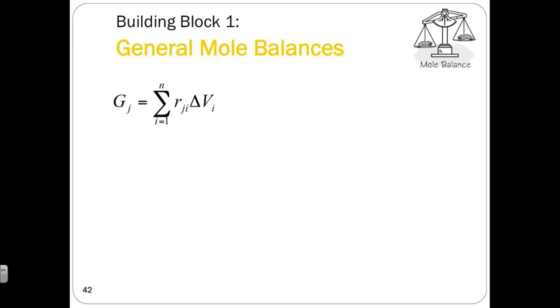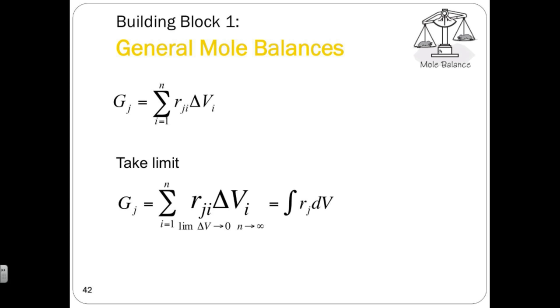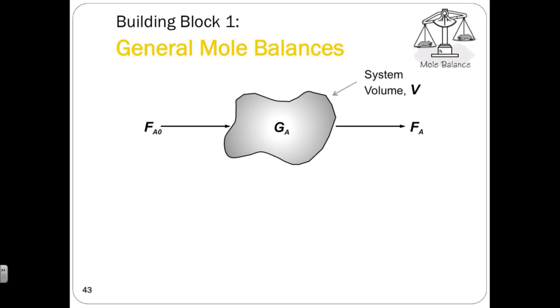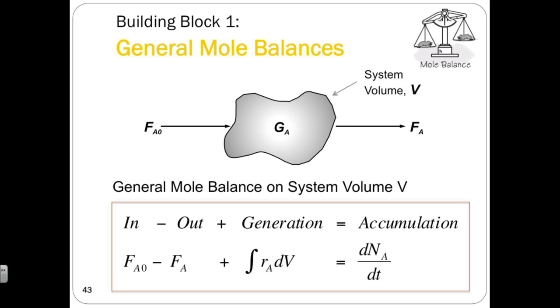Now if we take the limit as we make the subvolumes smaller and smaller, we get G_j is the integral of r_j dV. And the final form of our general mole balance on a system volume V is: in minus out plus generation equals accumulation. And so that is essentially the end of Chapter 1, Lecture 1.